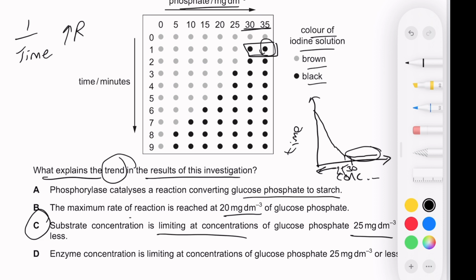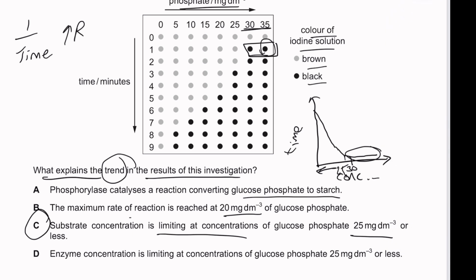Let's read the final one. Enzyme concentration is limiting at concentrations of 25 milligrams or less. Actually, the opposite, at above 25, it will be the limiting factor.